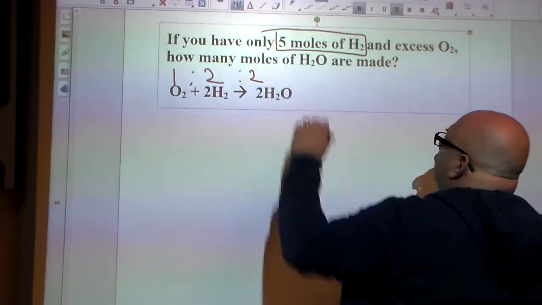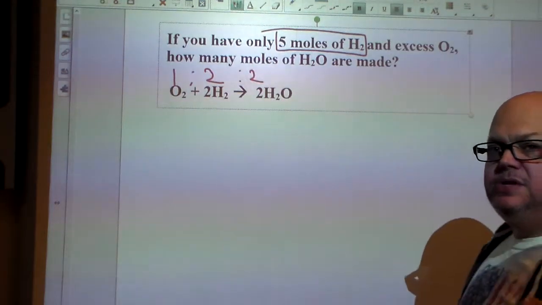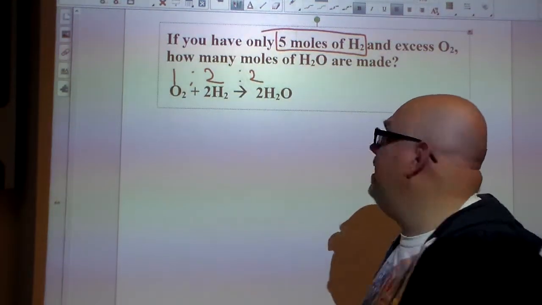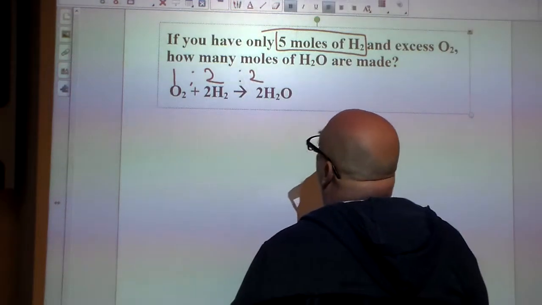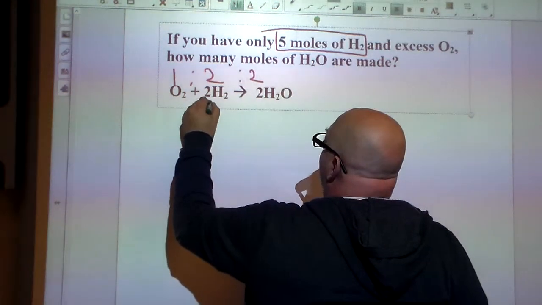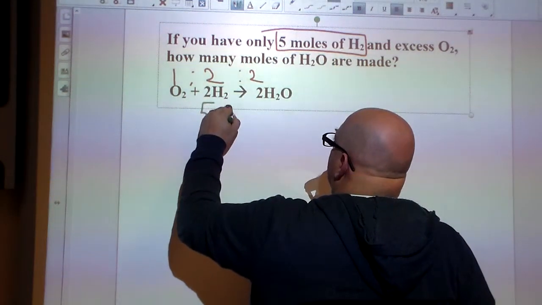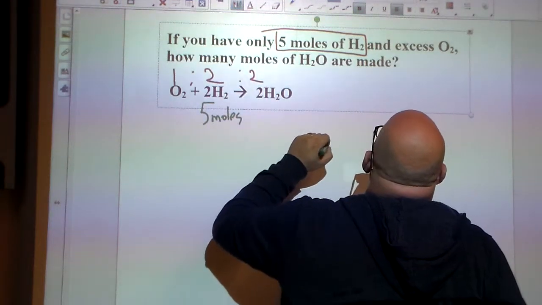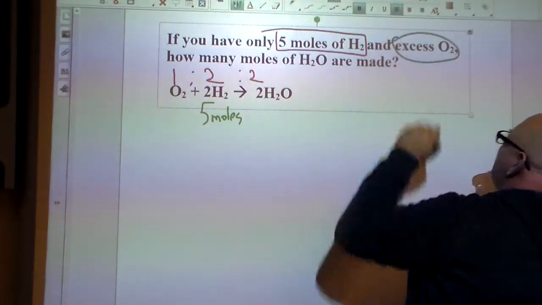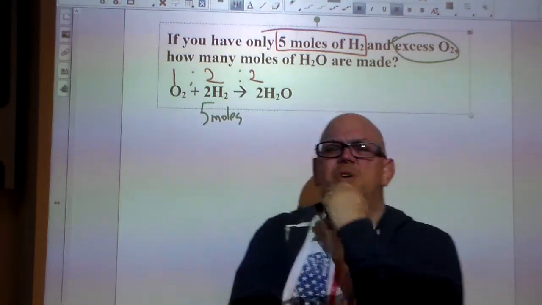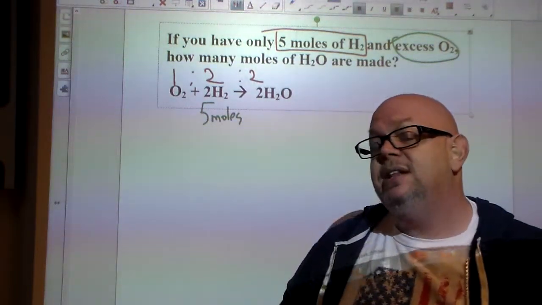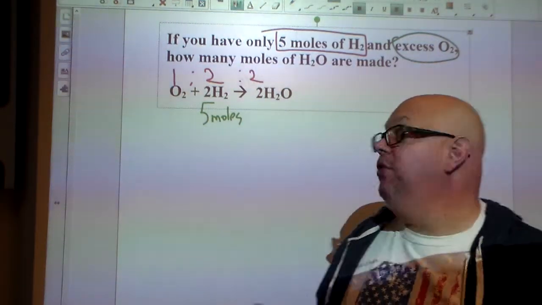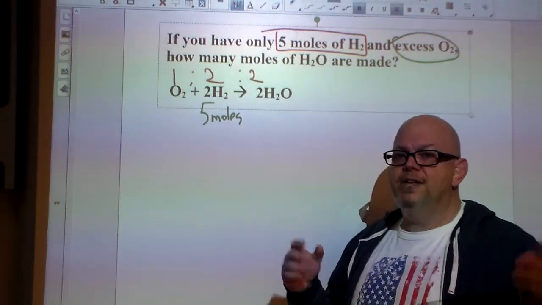Now, here they give us the information. Remember, part of problem solving is looking at what are the pieces of important information that you need. Well, I have 5 moles of H2. And excess O2. Excess O2, what does that mean? Well, that basically means we're going to run out of the 5 moles of hydrogen gas before we run out of oxygen.